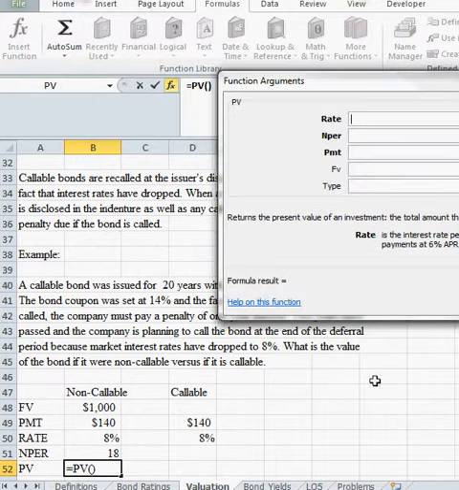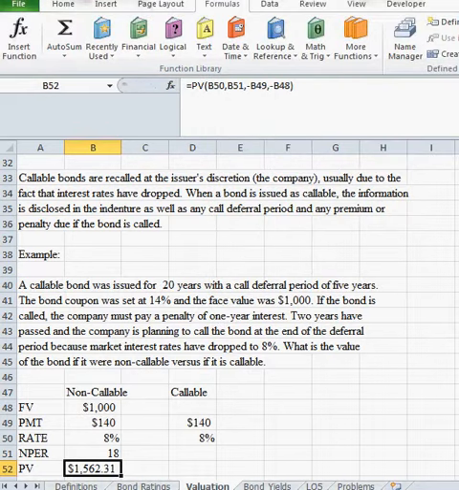And we would put the rate as 8%. Number of periods is 18. Payment is the negative 140. And the face value is the negative 1,000. And the value of that bond would be $1,562.31.